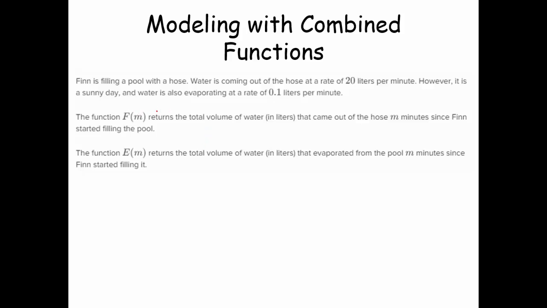So we've got this character Finn who's filling his pool with a hose. Water is coming out of the hose at a rate of 20 liters per minute. So that means every minute that hose is putting 20 more liters of water in the pool. However, it's a sunny day and the water is also evaporating, but it's probably evaporating really slowly. Yeah, it says it's evaporating at a rate of 0.1 liters per minute. So that's sort of the rate that we're losing water out of the pool.